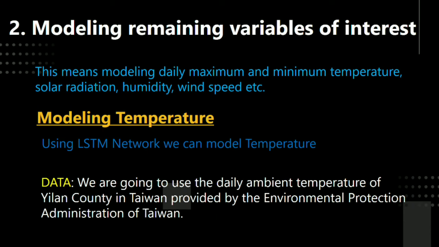So now talking on modeling the remaining variables of interest. The remaining variables here are minimum and maximum temperature, solar radiation, humidity, and wind speed. But here I will be mainly talking about modeling the temperature. I will be using an LSTM network to model the temperature, and the data that I will be using is daily ambient temperature of the country of Taiwan, that is being provided by the Environmental Protection Administration of Taiwan.